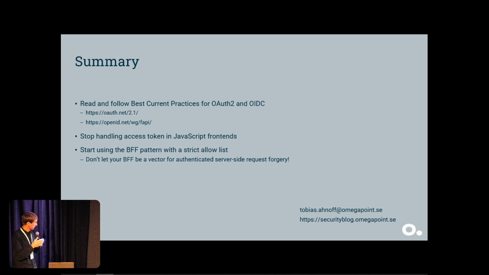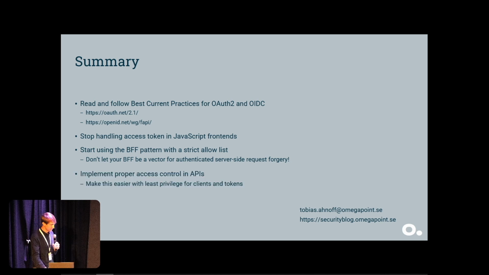So this is a little bit unfortunate. We have invested a lot in security here, and we shouldn't end up with a vector for authenticated server-side request forgery by having this wildcard routing. And then, of course, proper access control in the APIs.